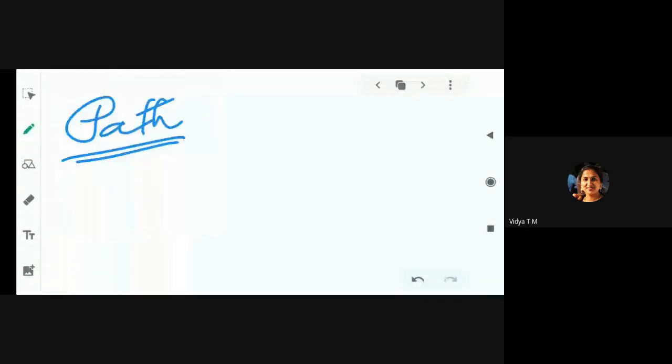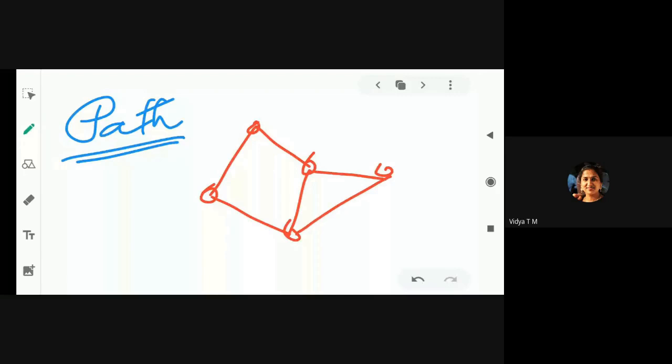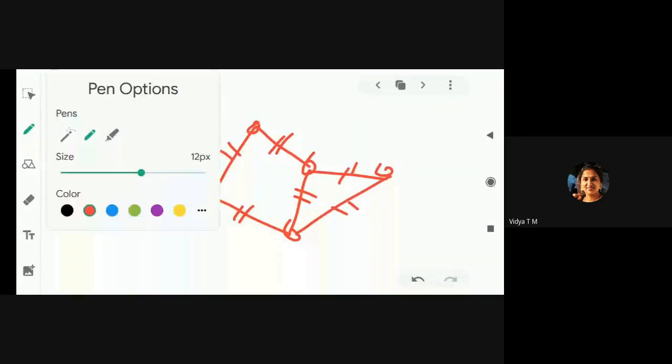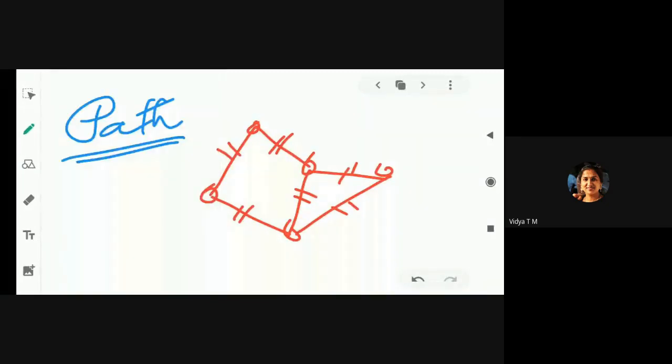Okay, this is my graph. There are 5 vertices, so the order of this graph is 5. Let me have it like this. How many edges? 1, 2, 3, 4, 5, 6 edges and 5 vertices. Therefore, 6 is the size of the graph. So let me mark these vertices as A, B, C, D, V. Okay, let me have a walk, sorry, path first.